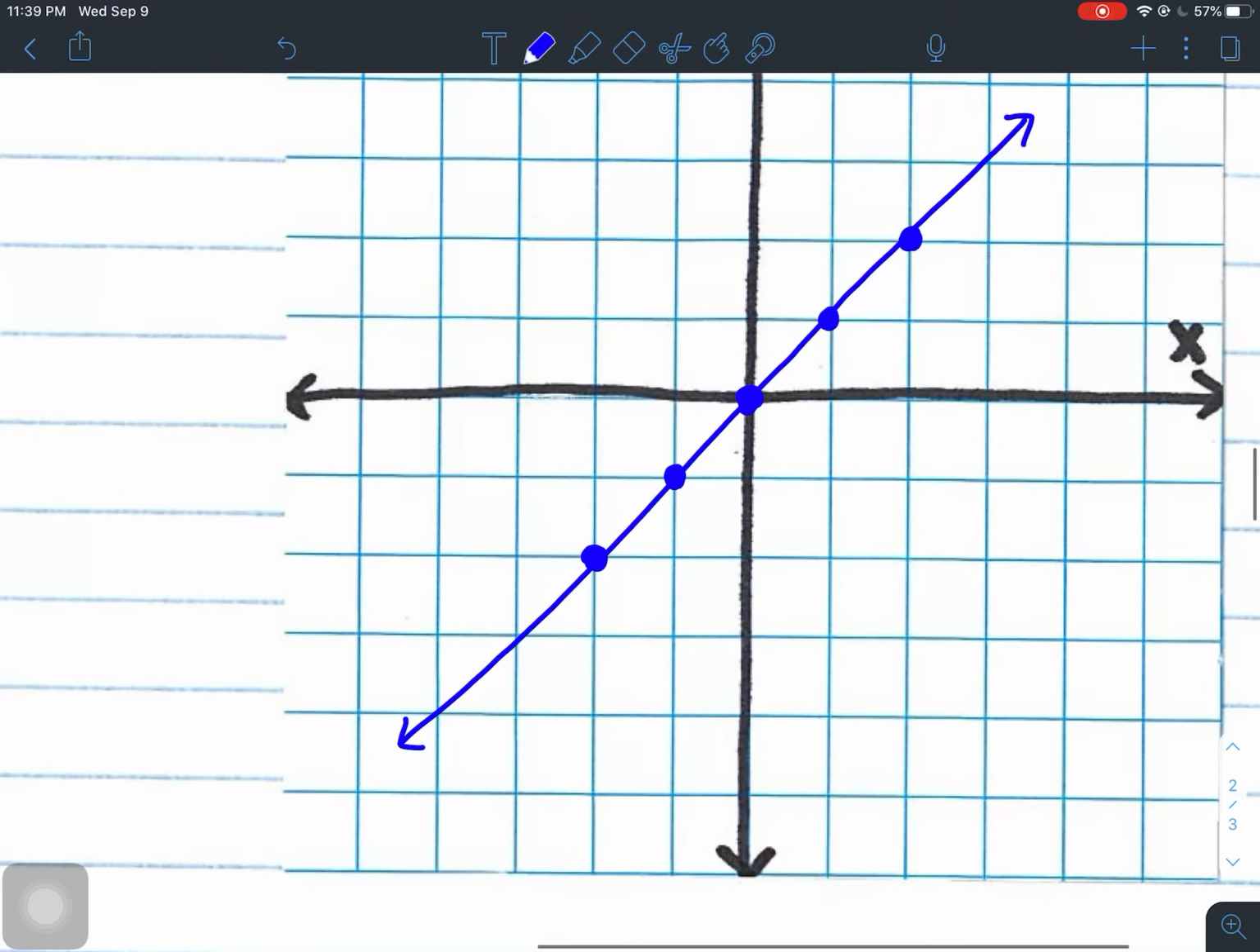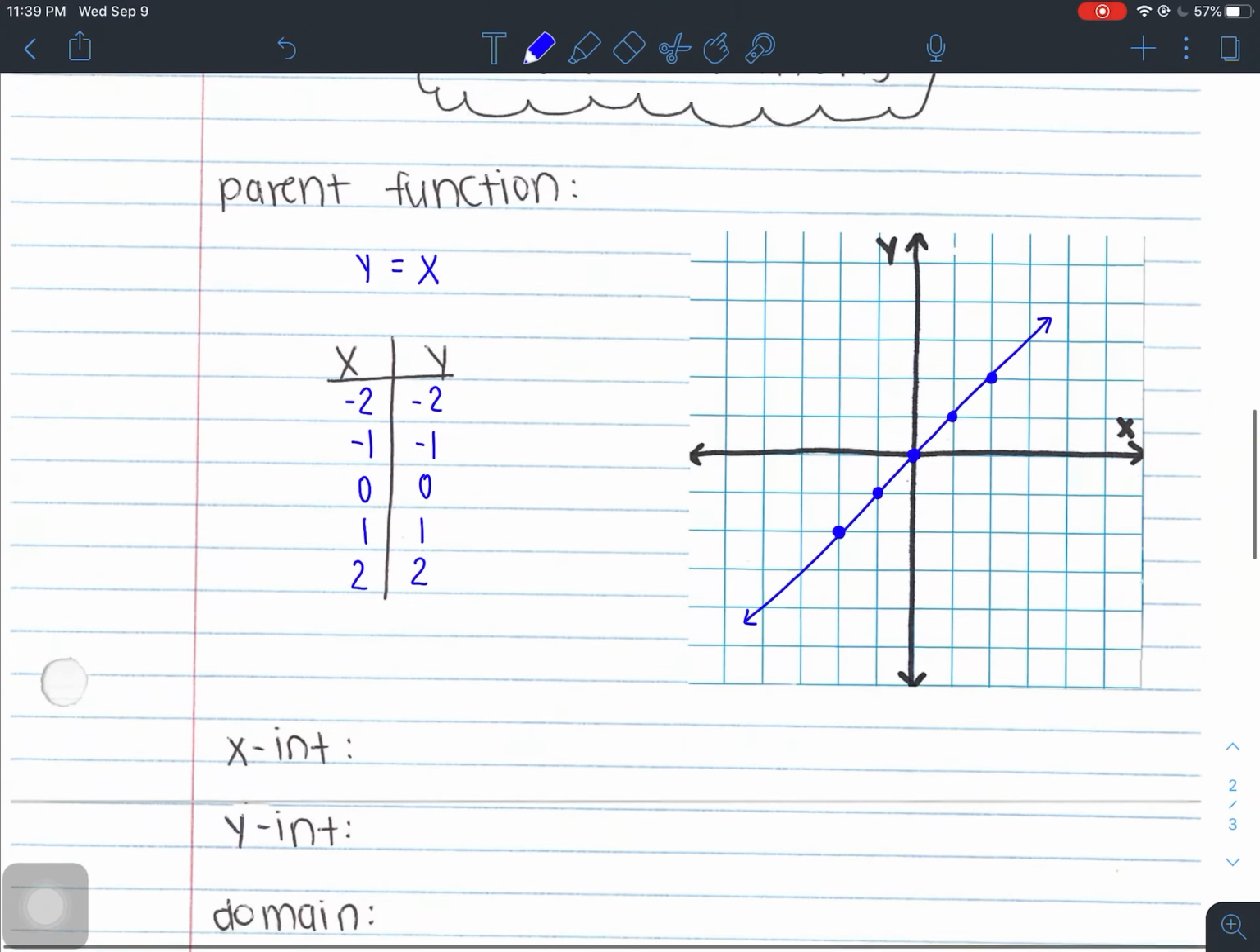And again, like I said, there's more than just these 5 points on this line. It's an infinite amount of points. There's actually points in between all of these points here. They're just not written. That's what a line is. A line is an infinite amount of points.